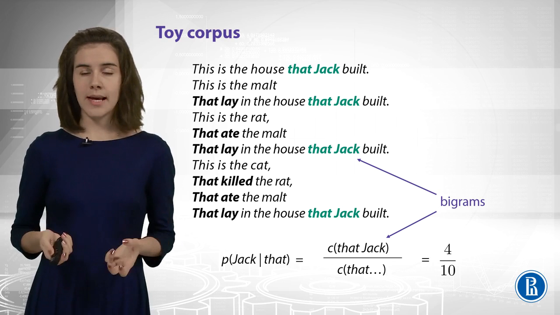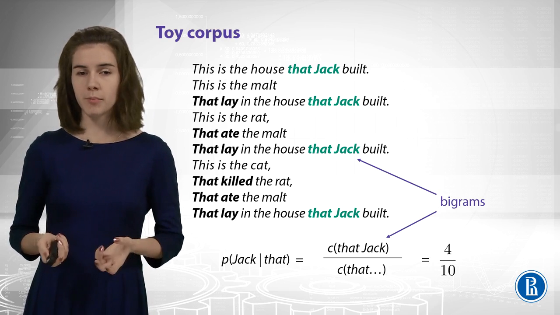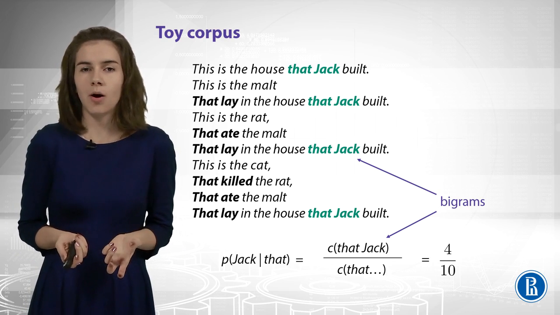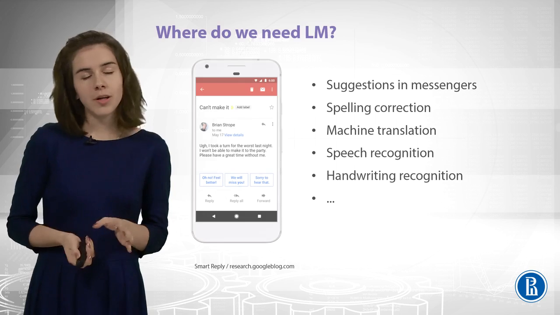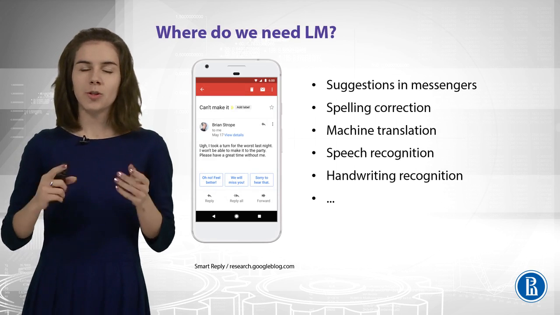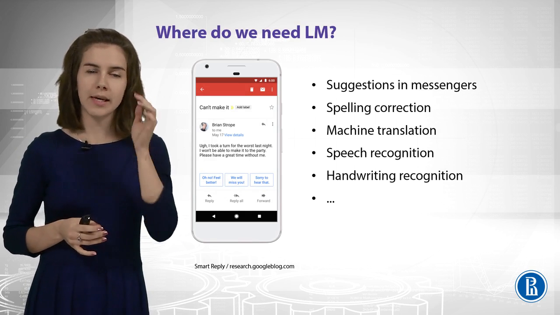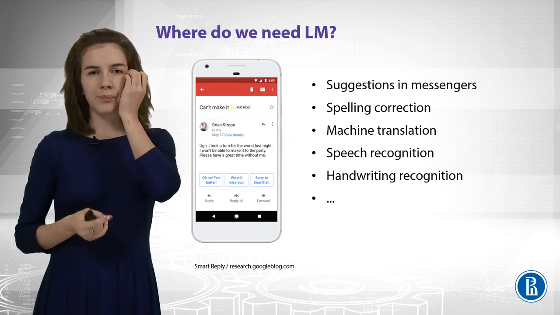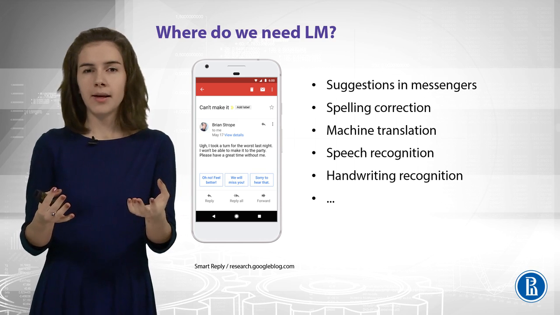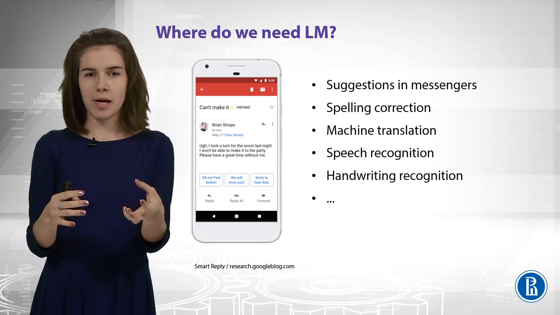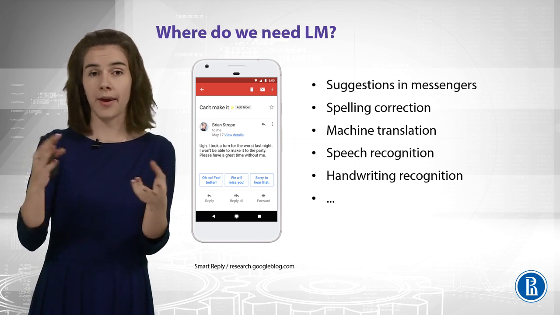So what's next? We can count some probabilities, we can estimate them from data. Why do we need this? How can we use this? Actually, we need this everywhere. So to begin with, let's discuss this smart reply technology. This is a technology by Google. You can get some email and it tries to suggest some automatic reply. So, for example, it can suggest that you should say thank you.